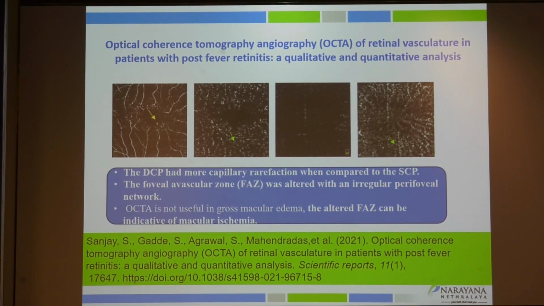Optical coherence tomography angiography can be used to study the vascular changes in the choroid and has been extensively used in case of serpiginous choroiditis. The most important utility is in studying the choroidal neovascular membrane. We have done qualitative and quantitative analysis in post-fever retinitis cases, and we found that the deep capillary plexus has more capillary rarefaction when compared to the superficial capillary plexus. The foveal avascular zone was altered, with an irregular network. So OCTA is not useful in case of gross macular edema or active retinitis cases. Whenever we see an altered FAZ, it could be an indicator of macular ischemia.